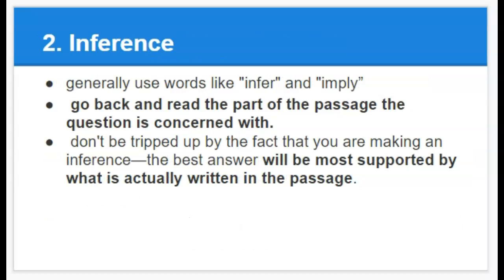The second kind of question that you might see is an inference question. So with an inference question, just like you would find even on the EOC test, you'll usually see words like infer and imply when it's an inference question. And the strategy is very similar as it is to the reading comprehension. You will go back and read the part of the passage that that question is concerned with. And don't be tripped up by the fact that you're making an inference. You're looking for the answer that is supported by the best and the most text.